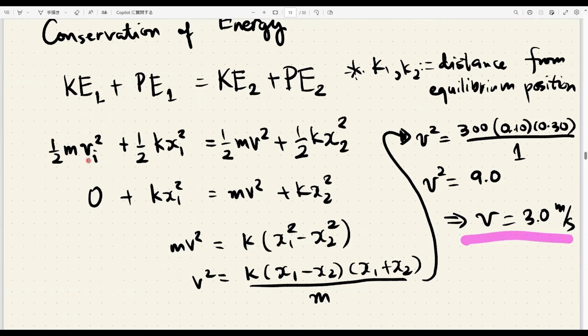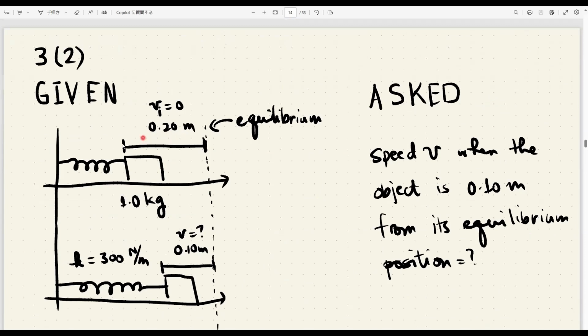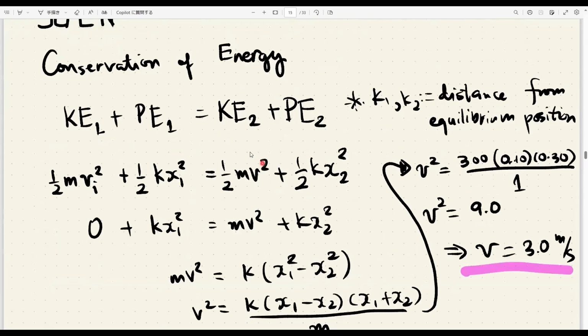And we know the kinetic energy of that object is 1/2 mass times the square of its speed. And the potential energy is due to the spring. So that's 1/2 k, the spring constant, times how far it is from the equilibrium position squared. So that's before we let go of the spring, when this x1 is 0.20 meters. Okay, that's x1. x2 would be 0.1 meters, the position that is 0.1 meters from the equilibrium position.